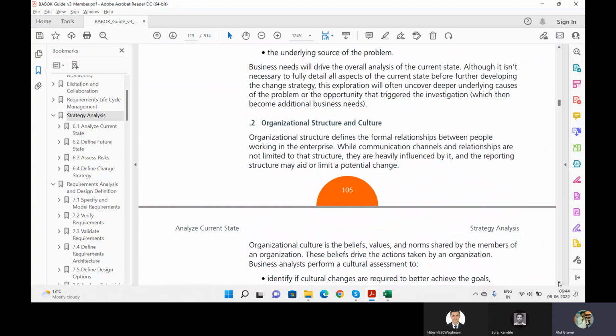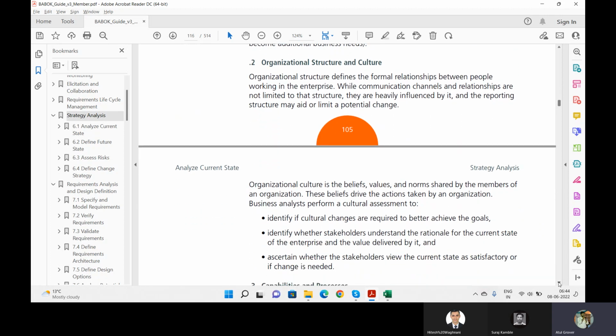Then you have to understand the organization, the organization structure and the culture. Another important point: the things which we've done in the architecture analysis and business architecture, something similar we have to do here as well. Now I need to understand how the structure has been defined, how the people are working in an organization, and what the communication channels are.